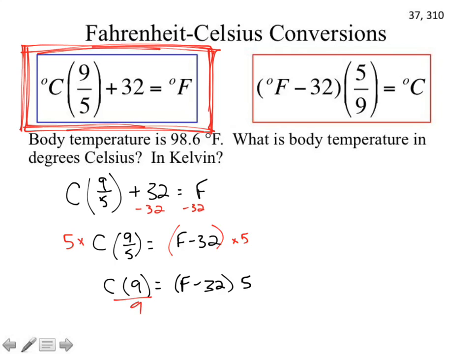Divide both sides by 9. And I would get as my final answer, C equals Fahrenheit minus 32... actually, don't let me do that quite yet. Fahrenheit minus 32 times 5 over 9. Which, conveniently enough, is the equation on the right. Okay? Good. That means I did my algebra right.